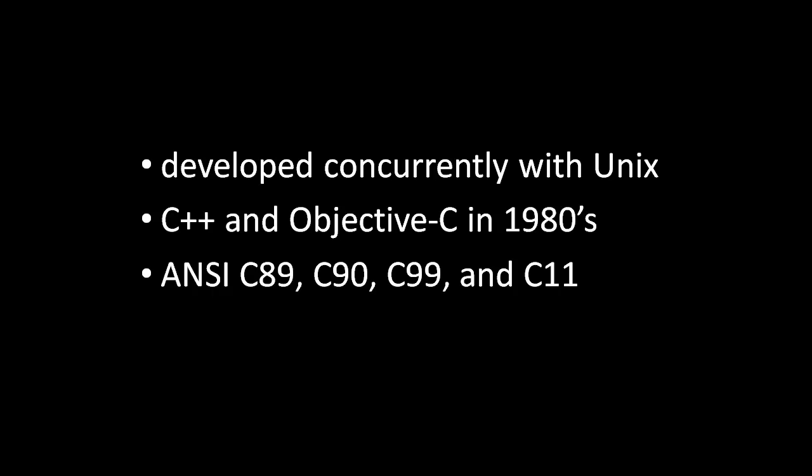The C++ and Objective-C languages, for example, created in the 1980s, extended C with object-oriented features. Because of C's success, the American National Standards Institute, ANSI, codified a standard for the C language in 1989 called C89. This was followed by revised standards in 1990, 1999, and 2011.